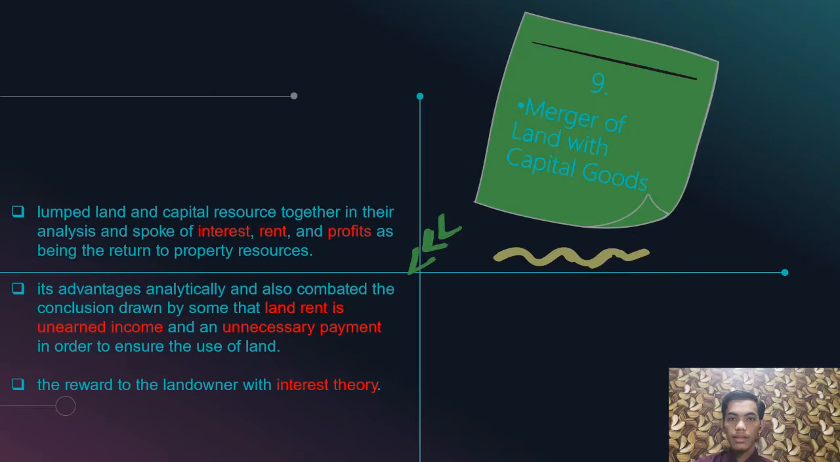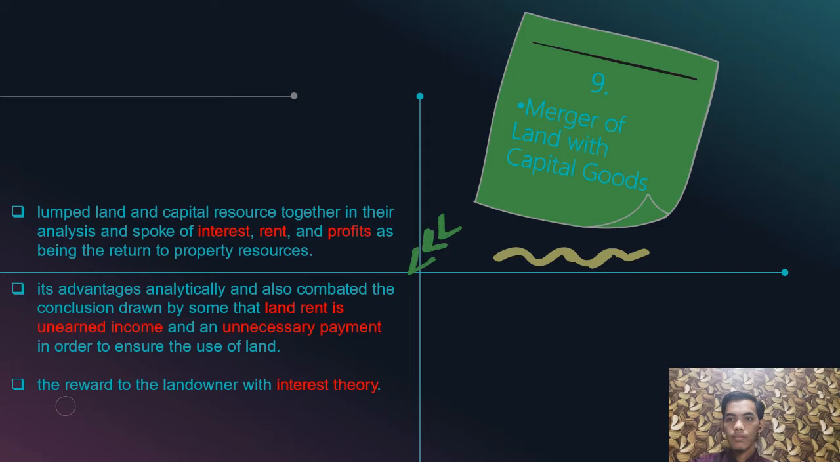Next is the merger of land with capital goods. The marginalists lump land and capital resources together in their analysis and support interest, rent, and profit as being the return to property results. This had its advantage analytically and also combated the conclusion drawn by some that land rent is unearned income and an unnecessary payment to ensure the use of land. Marginalists generally couple the reward to the landowner with interest theory.